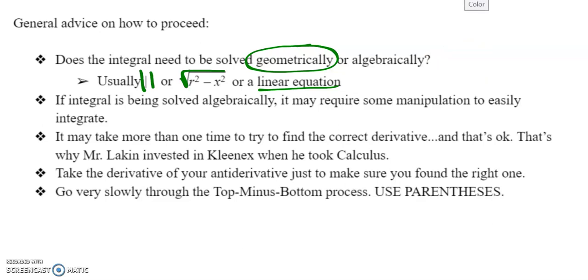But algebraically, remember you might have to do some manipulation, some actual algebra to get there. It may take more than one time to find the correct antiderivative, and that's okay.